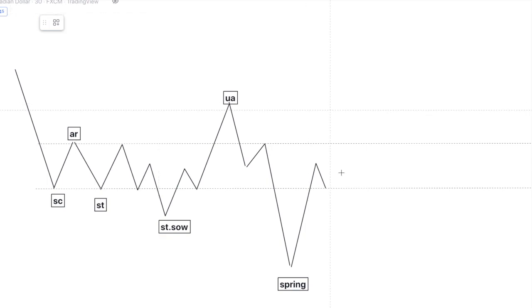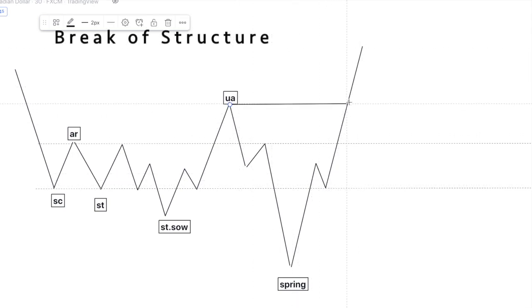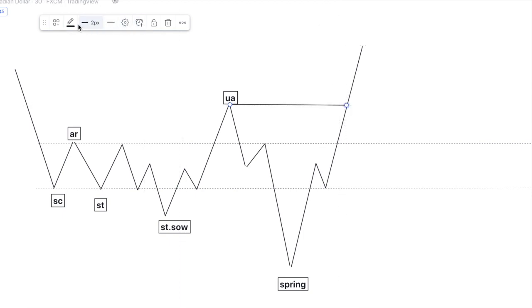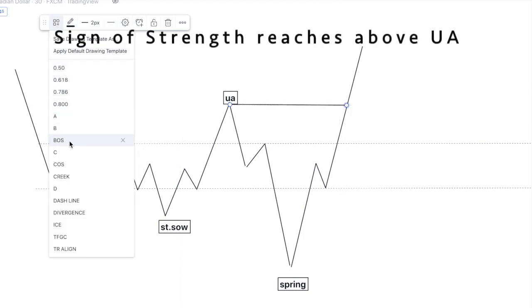Okay, so after that, sometimes you have an internal retest, or you can have price go up right away and that's going to create your breaker structure. So your breaker structure is going to be from your upthrust to your sign of strength.